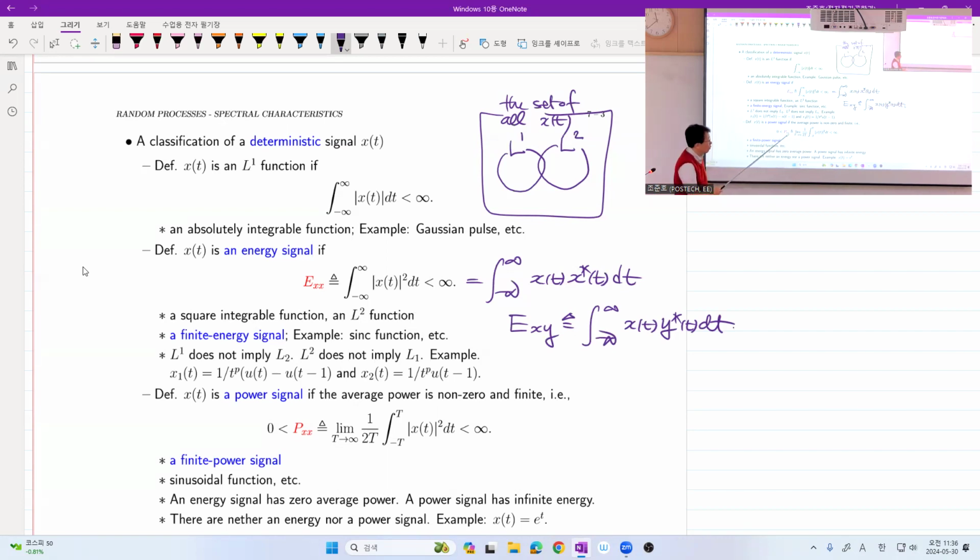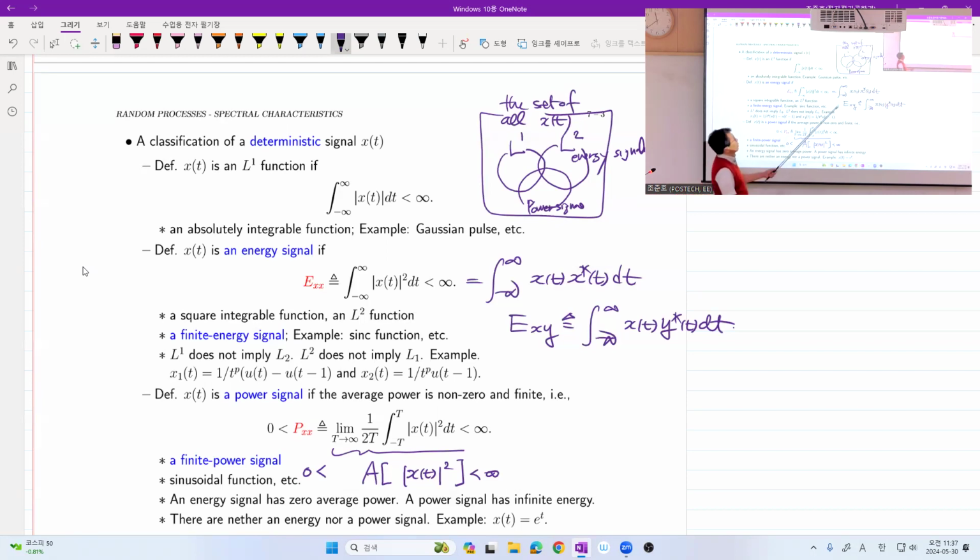The power of a deterministic signal. And here comes your familiar time average. So what is this one? This is the time average of the instantaneous power of x, right? If this is finite and greater than 0, then it is called a power signal. By the way, L2 is called the set of energy signals, which means finite energy signals. Got it?